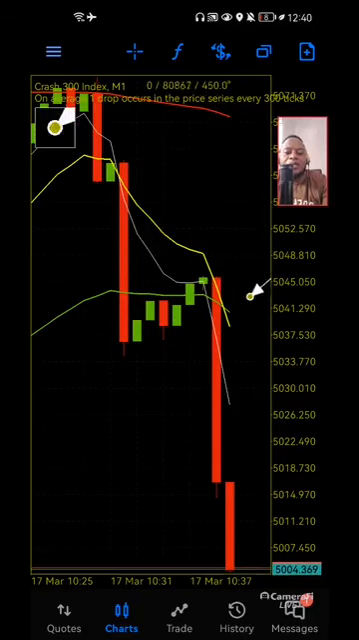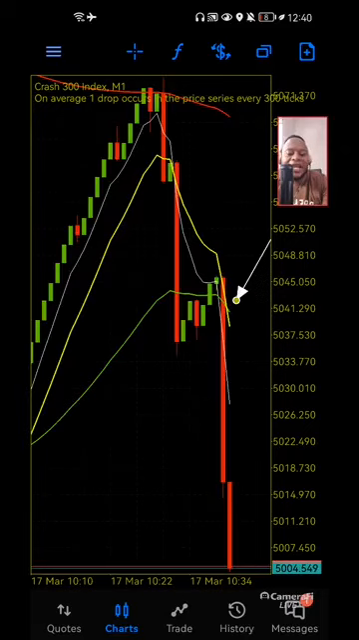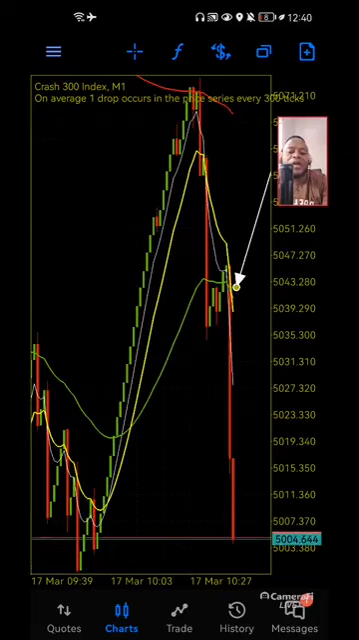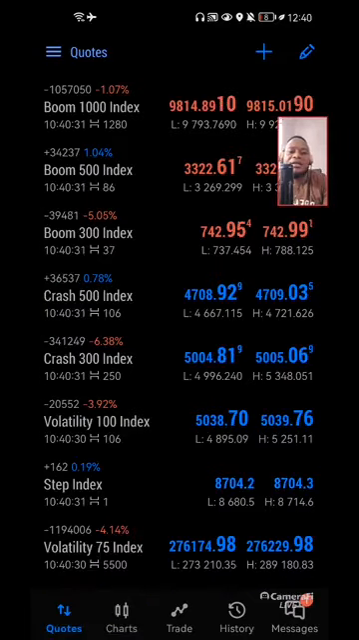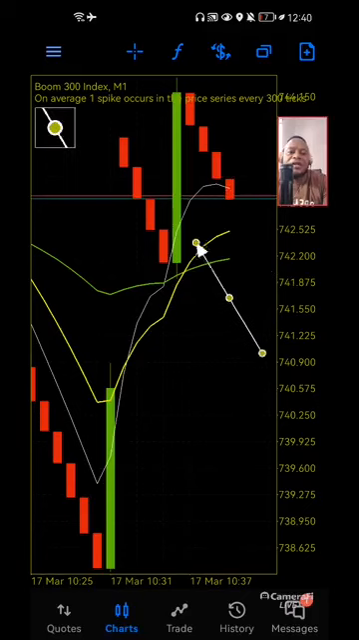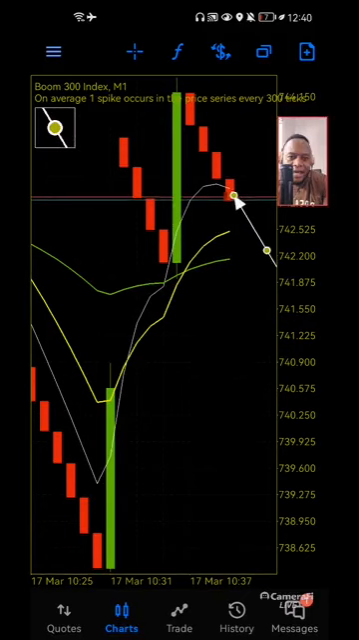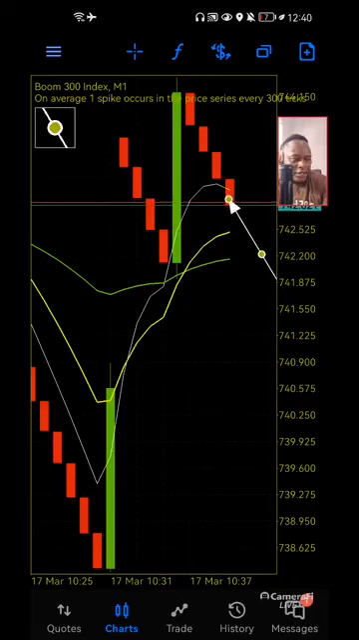That's when Crash 300 is showing up a sell. That's when there's a signal. That's when there's a signal there. Boom 300. Yeah, perfect. The white line should spike. Stop loss is the next one. So this one can finish.